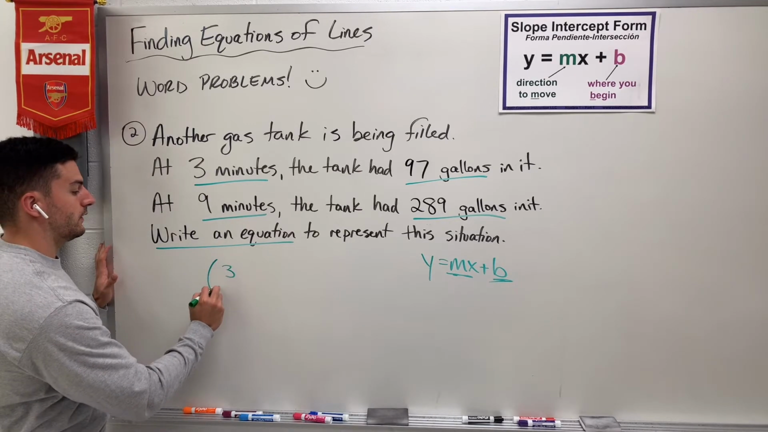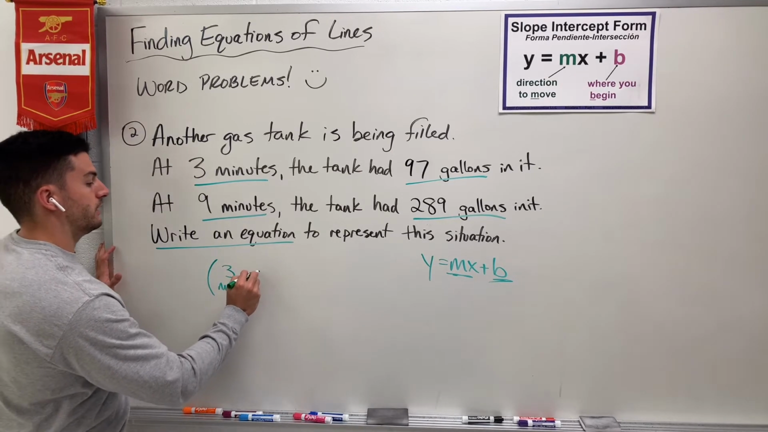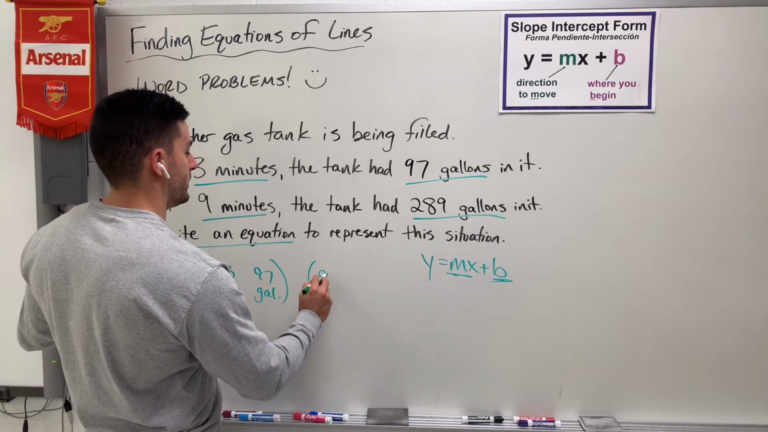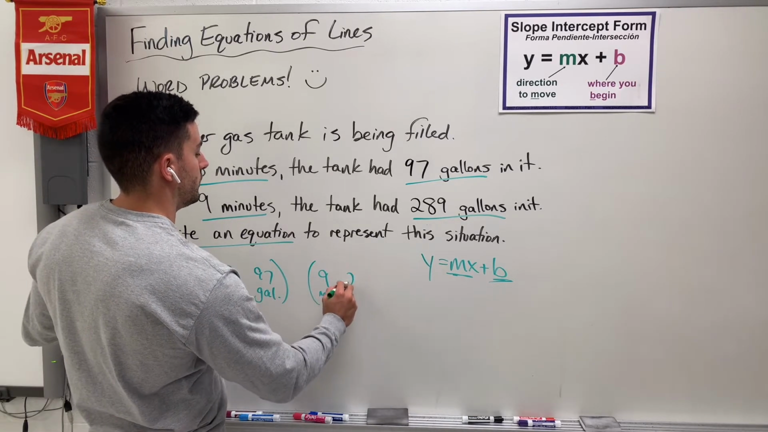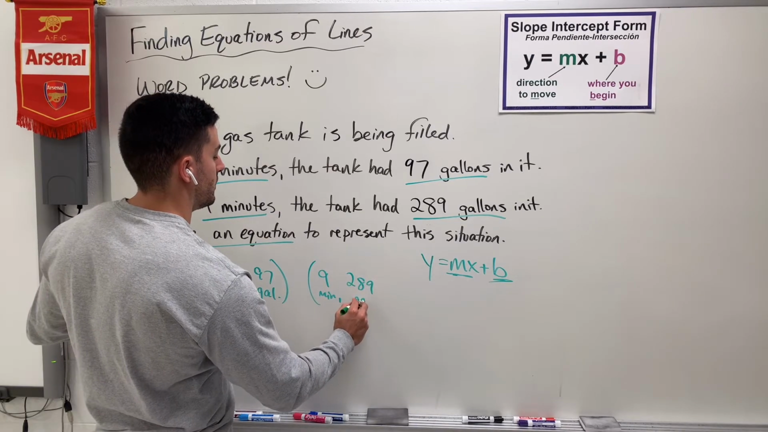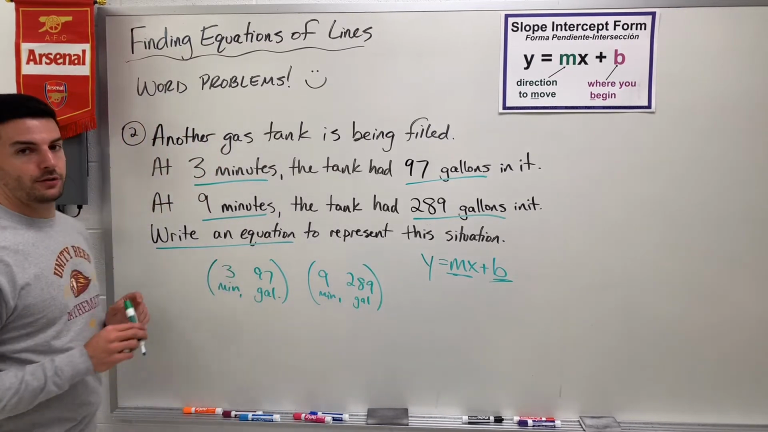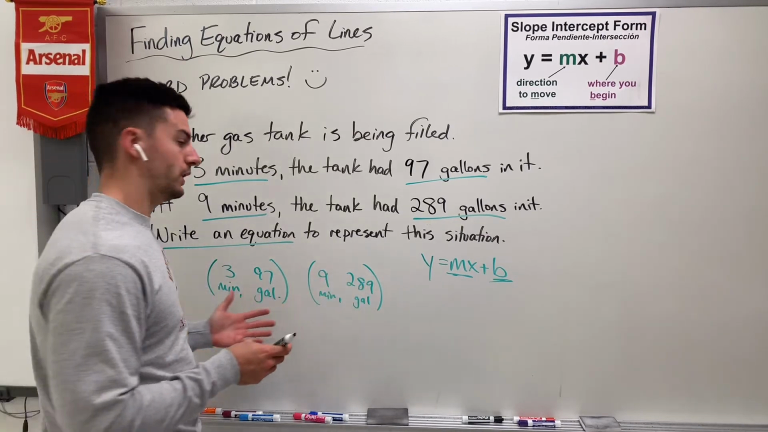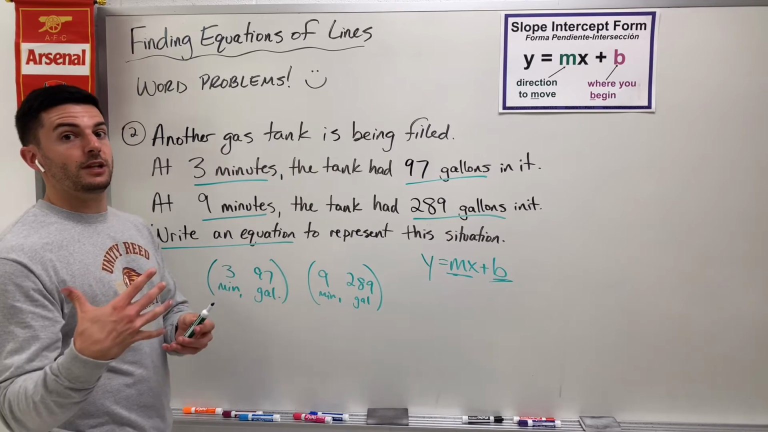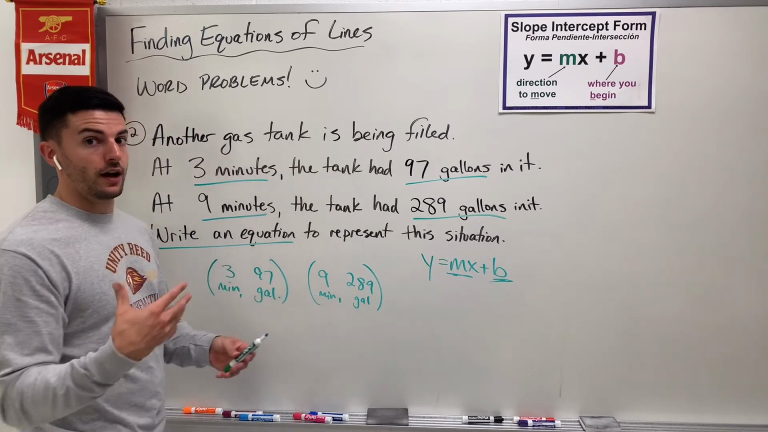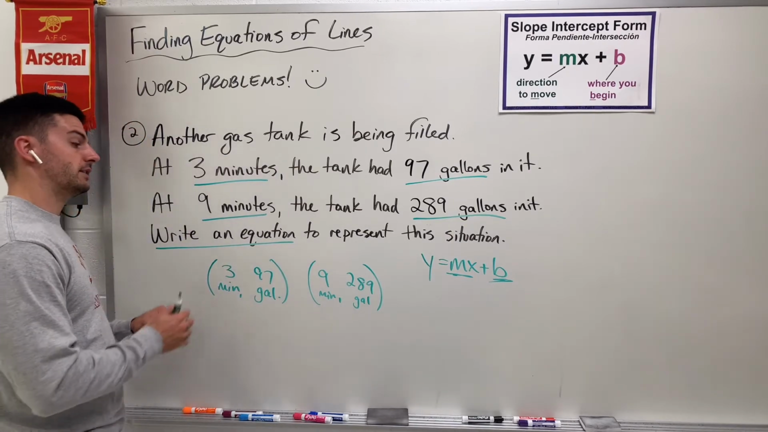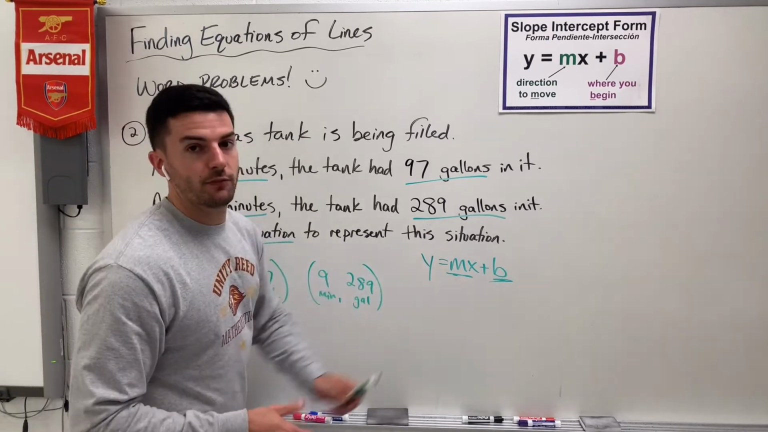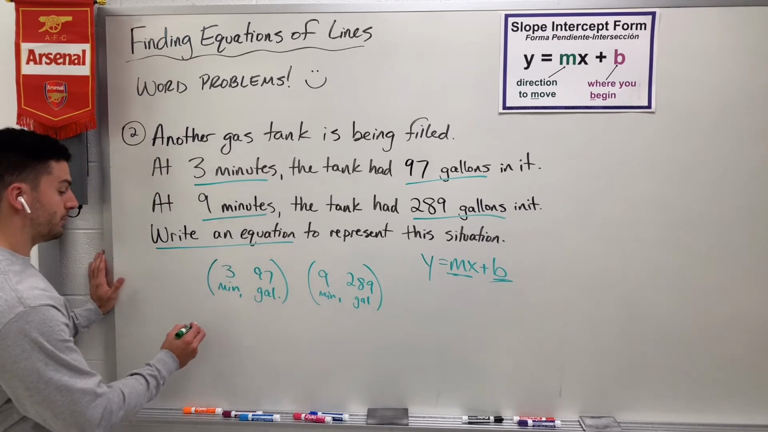Okay, so 3 minutes, 97 gallons, and then at 9 minutes, 289 gallons. That's all we know, these 2 points. You might remember, though, what I can do with that. I can set up the slope formula first, and then subtract and divide and find my slope. Anytime I'm given 2 points, I can use those 2 points to find my M value, or my slope. So let me set that up here real quick.